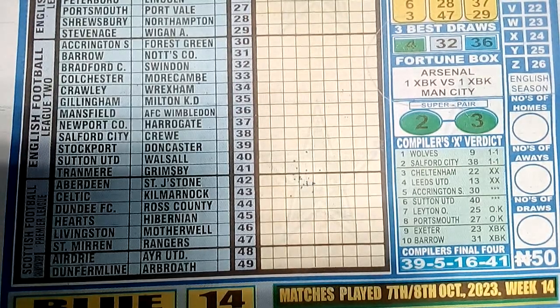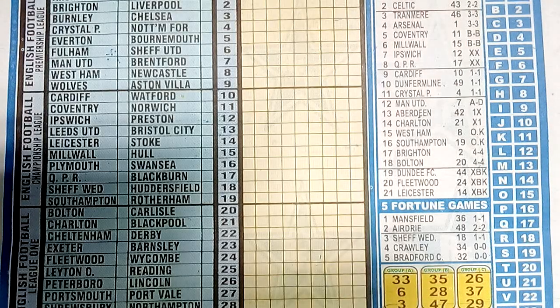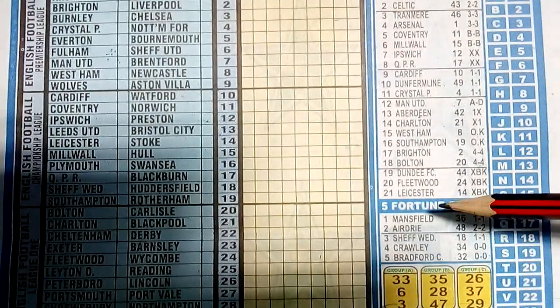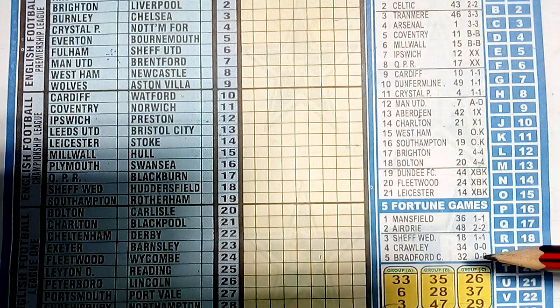On the left hand side of our Right On Football Fixture, we have from number 1 to number 9, that's our English Premier Division, while from numbers 10 to 19 is our English Championship Division. Then from number 20 to 29, that is our League 1. While on the right hand side, we have such columns as the 514 games column, where we have number 1 to 5 being forecasted there.